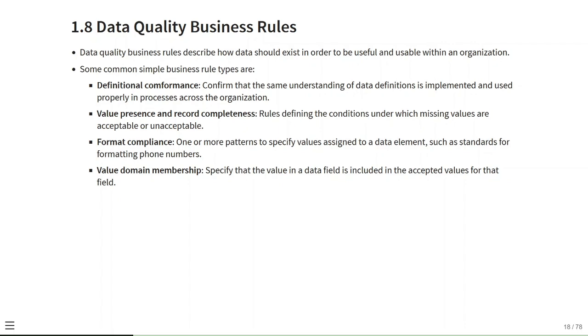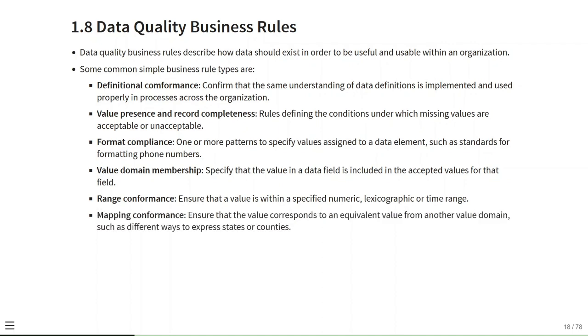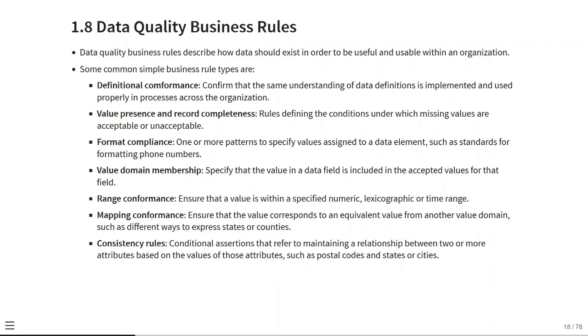value domain membership, specify that the value in a data field is included in the accepted values for that field; range conformance, ensure that a value is within a specified numeric, lexicographic or time range; mapping conformance, ensure that the value corresponds to an equivalent value from another value domain, such as different ways to express states or counties; consistency rules, conditional assertions that refer to maintaining a relationship between two or more attributes based on values of those attributes, such as postal codes and how they refer to states or cities.